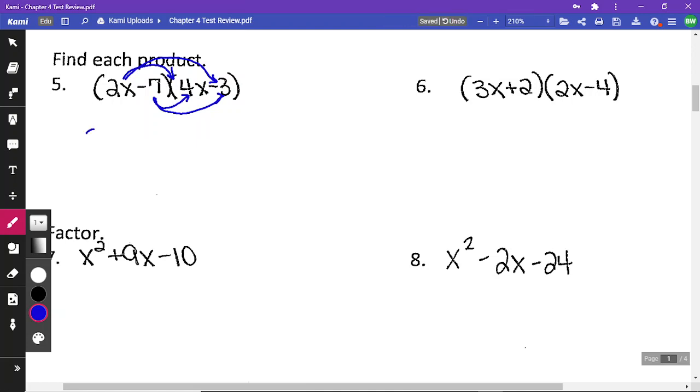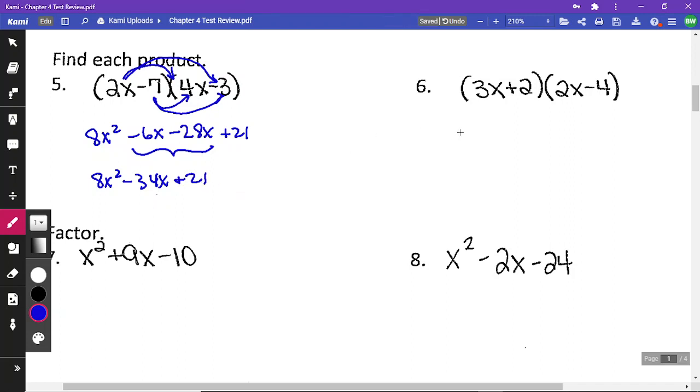We get 8x squared, and our middle term is negative 6x and minus 28x, and then plus 21, because negative 7 times negative 3 is positive 21. And then you always have to combine the like terms, which are these x terms. So we get 8x squared minus 34x plus 21. And that's that one.